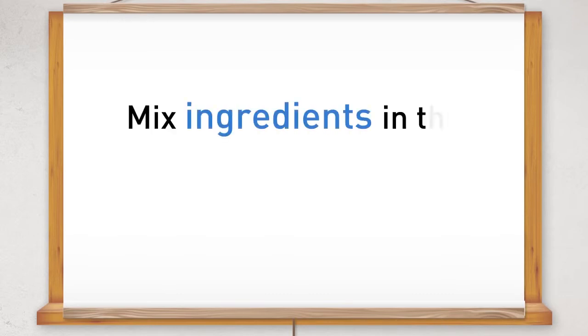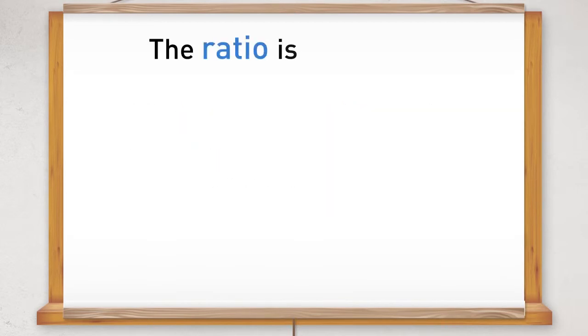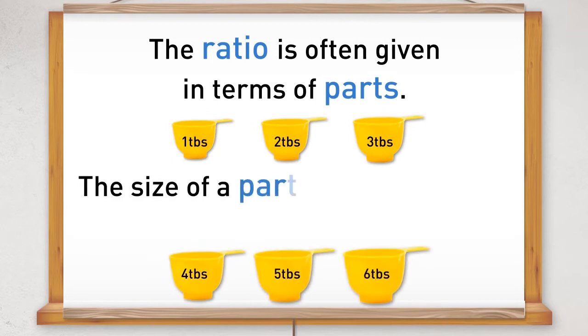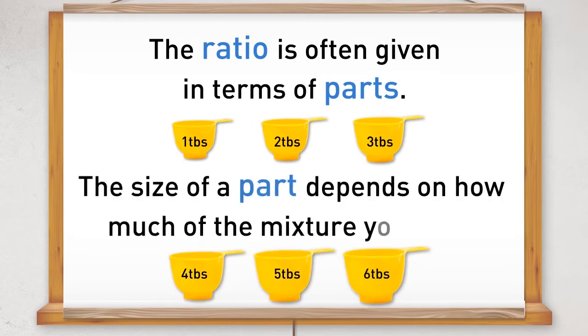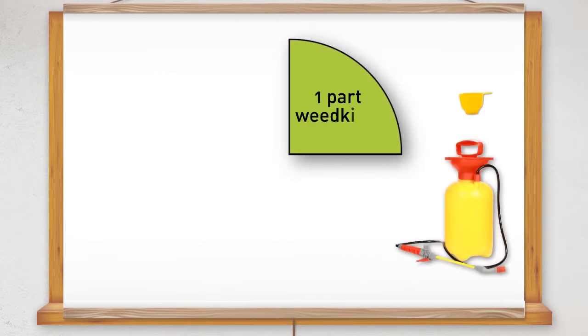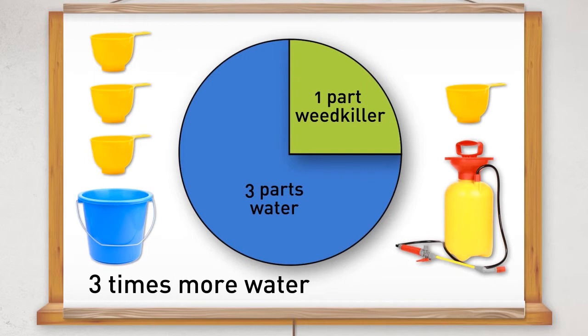When you dilute drinks or chemicals or follow a recipe, you need to mix ingredients in the correct ratio to get the right result. The ratio is often given in terms of parts. The size of a part depends upon how much of the mixture you need. In this example, the instructions on a bottle say dilute 1 part weed killer to 3 parts water. This means you need to use 3 times as much water as weed killer to get the correct strength.